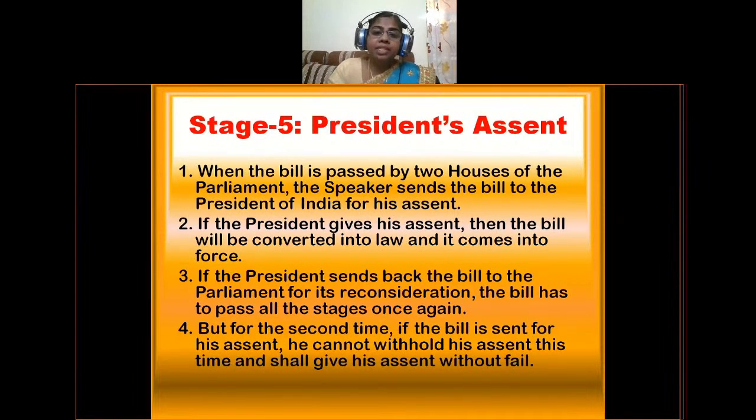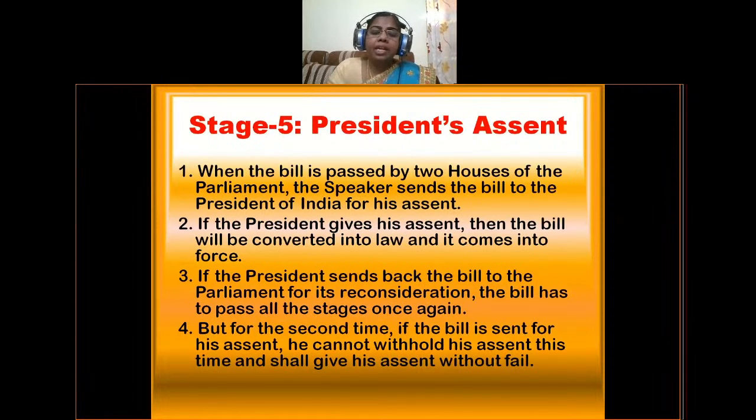So if the president sends back the bill to the Parliament for its reconsideration, the bill has to pass all the stages once again. So here the problem arises. If the president is not ready to accept the bill as it is, he wants it reconsidered by both houses of the Parliament. Then the bill has to pass all stages once again in both houses, all the 5 stages, stage 1, stage 2, stage 3, like that. So this is a long process.